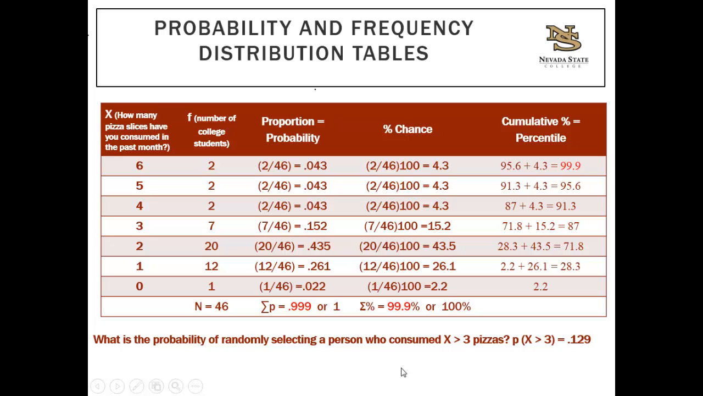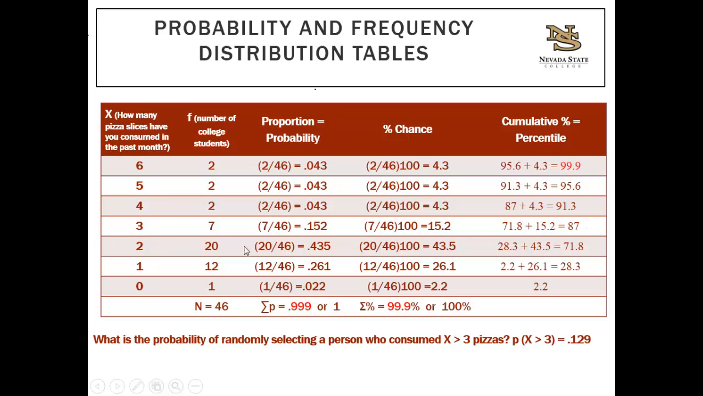Here's another example of a question that you can answer. What is the probability of randomly selecting a person who consumed more than 3 pizza slices? So if we look at this, more than 3, so 2 plus 2 plus 2, you could add those together, get 6 divided by 46, get 0.129. You could add these 3 together and get 0.129. But you could not go to, oh, okay, greater than 3, I'm going to go look at the percentile. That's not going to work. This percentile tells you the percentage that had 3 or fewer, not more than 3.